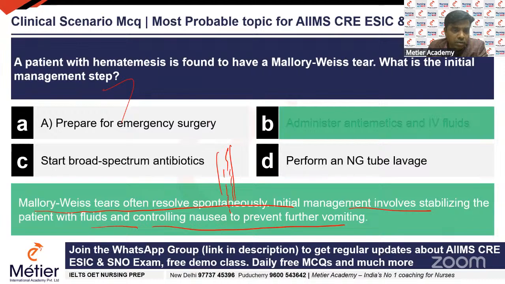Okay. So initially, without an idea, we make mistakes. In the initial phase, the first phase, in the question they are asking about initial management. Initially you do this and then further they'll go for all the management. Okay. Step by step.